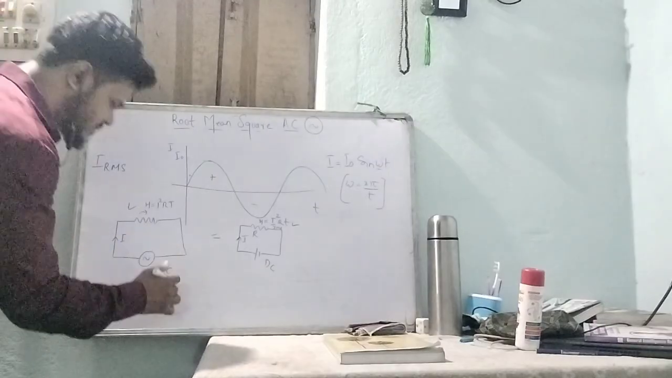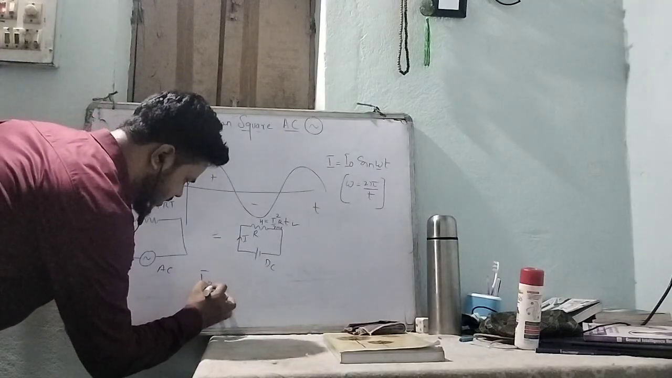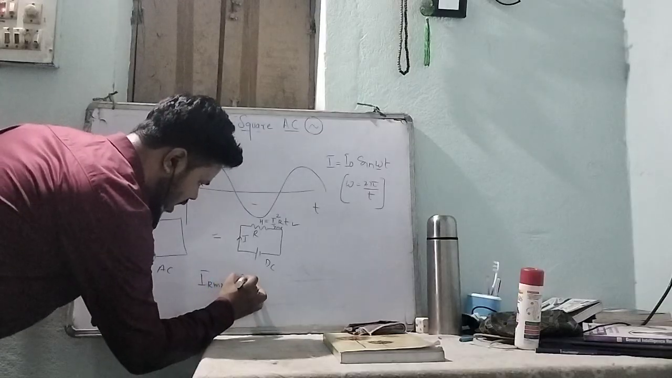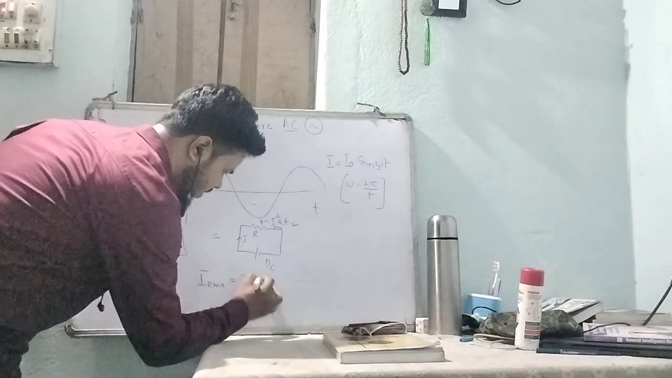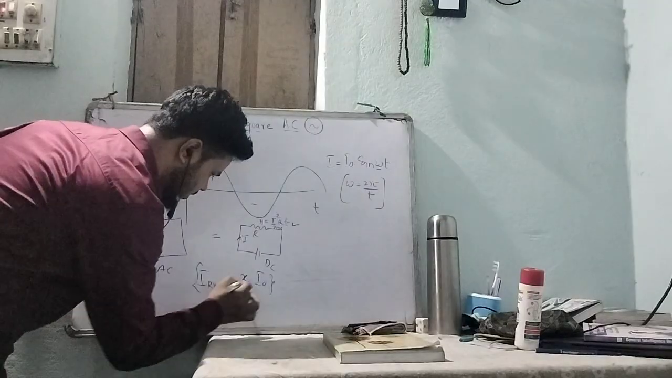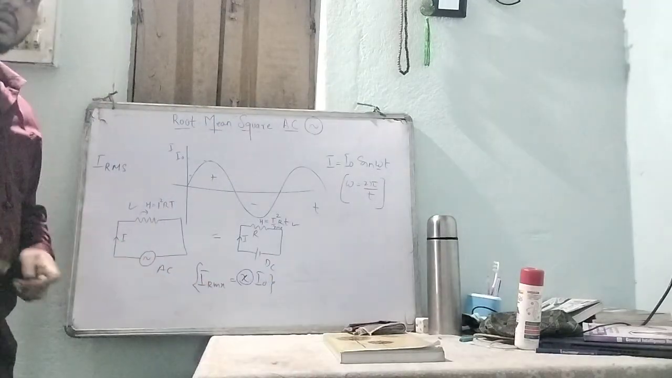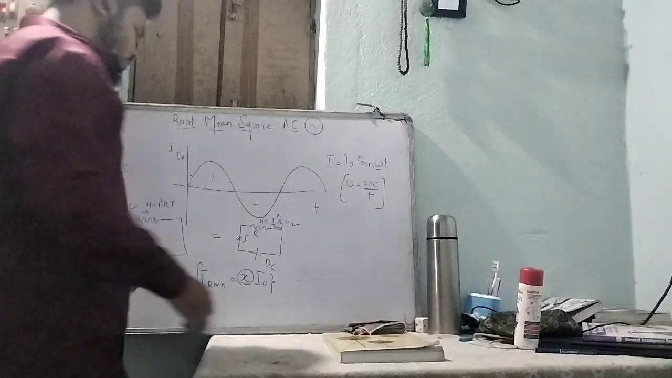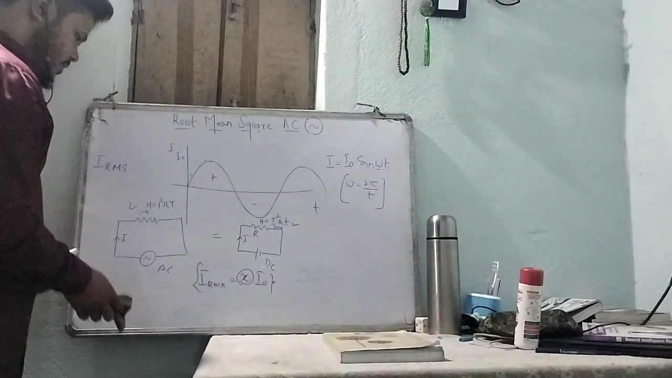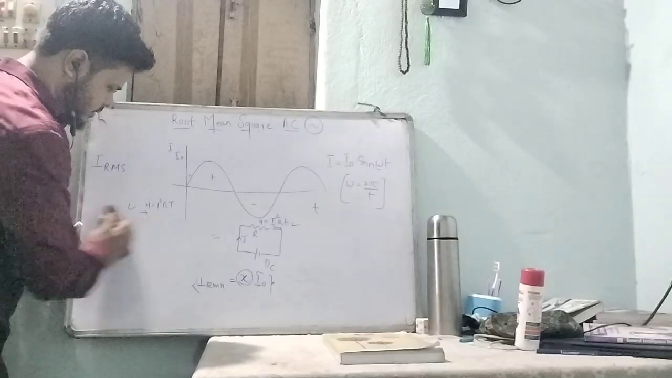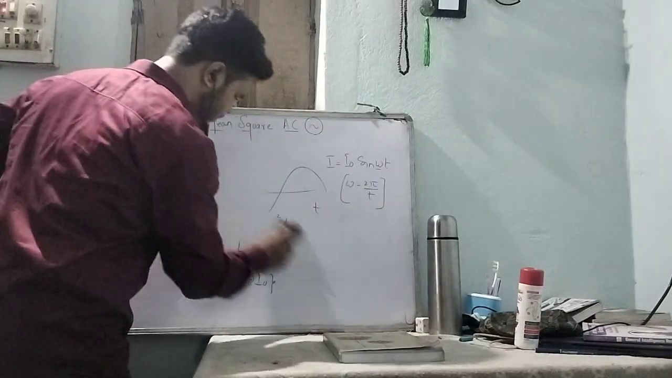So for this RMS value, I have to find out how many times the peak value it is, this x. This x will determine the value of the RMS. So now let's try to calculate it. I'm erasing this for now to solve it further.